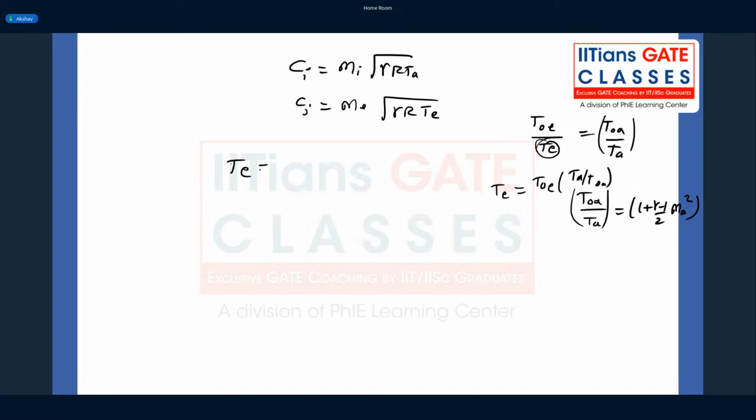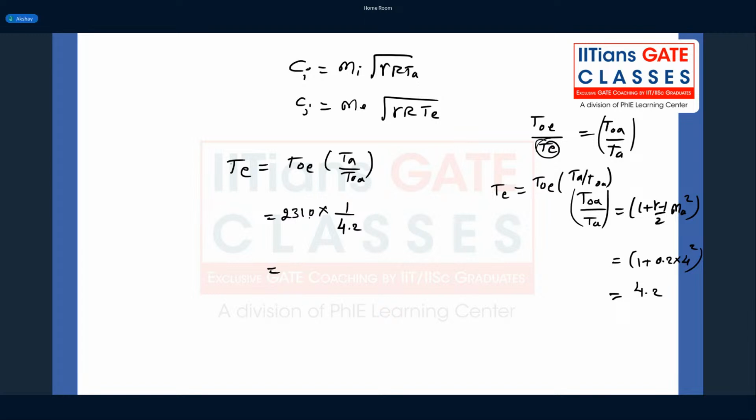So now I have Te equal to T naught E times Ta by T naught A, and T naught A by Ta can be written as 1 plus (gamma minus 1)/2, that is 0.2 times inlet Mach number 4 squared. If you use that, you should be able to get this ratio as 4.2. So once you do that, you can apply over here. What is T naught E? That is 2310 Kelvin divided by 4.2. So you should be able to get the exit temperature.